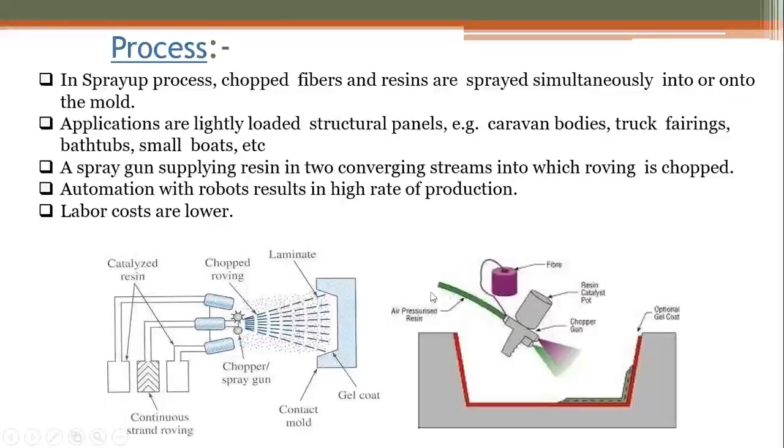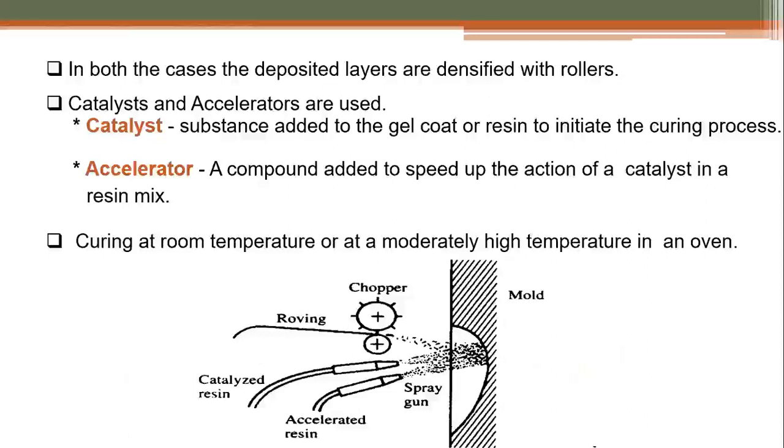So here in the other picture you can see the 3D model. So that is the air pressurized resin, which is seen in the green color, and fiber rovings are mixed with the air pressurized resin, and these are chopped and mixed in the resin catalyst pot. The chopper gun is sprayed on the optional gel coat. So that is the process. So in both cases, the deposited layers are densified with rollers only.